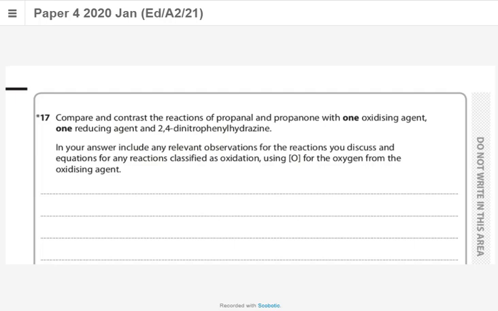So observations carry marks, writing the products and the main reactions carry marks, and what you use as the oxidizing agent carries marks. You can use Fehling's, Benedict's, or potassium dichromate. Clear?